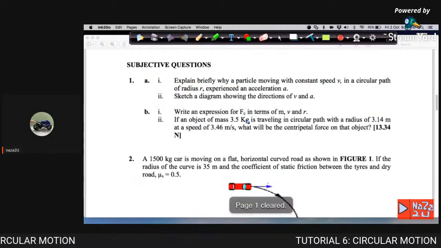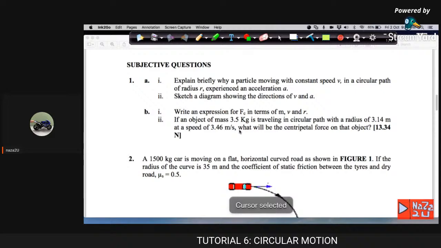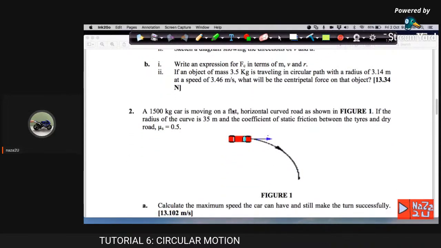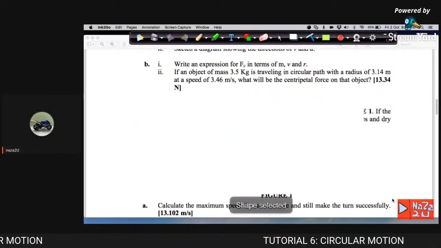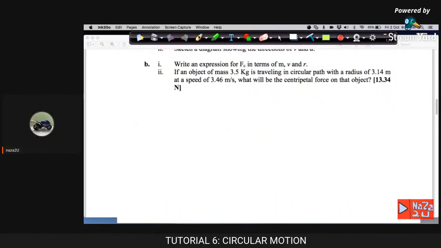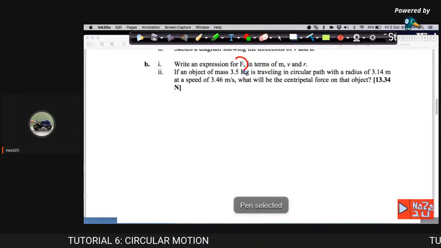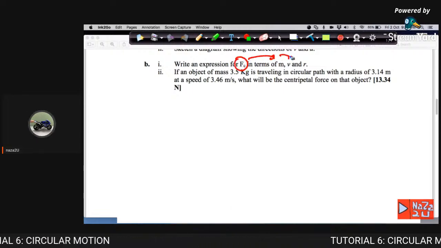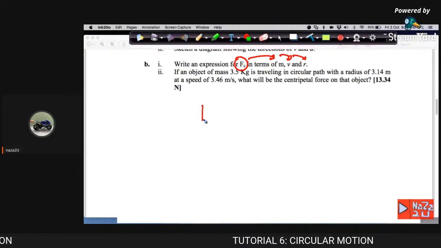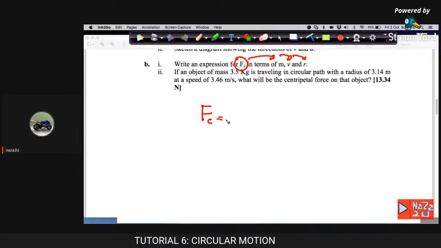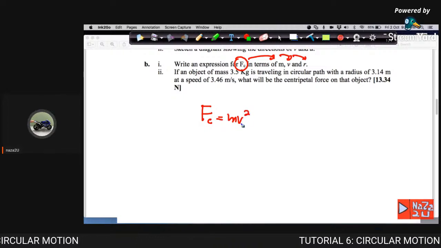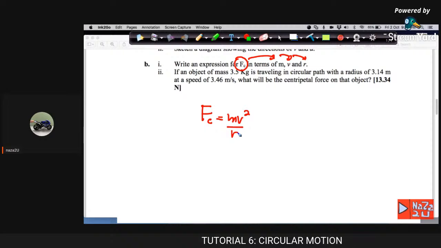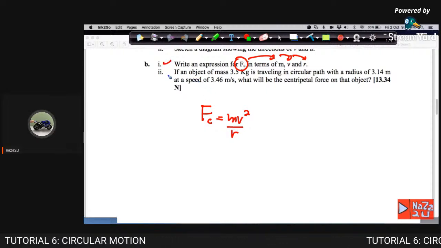Continue to question number B. Okay, write an expression for the FC. FC here is the centripetal force, right? Centripetal force FC in terms of mass, velocity, and the radius r. So as you know, the equation for the centripetal force is mass times speed squared, or velocity squared, divided by radius r. Right?